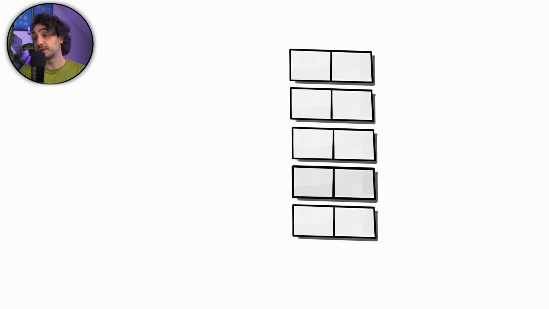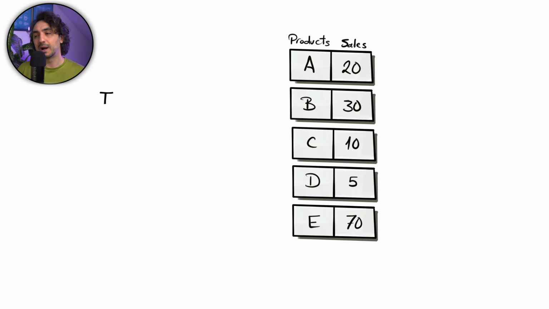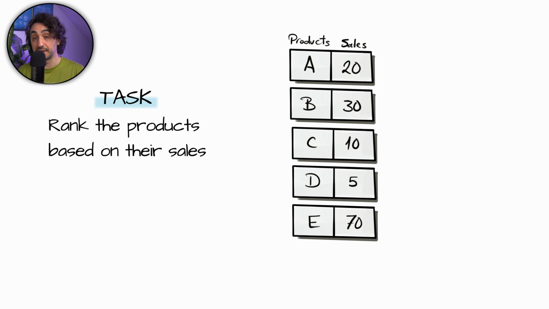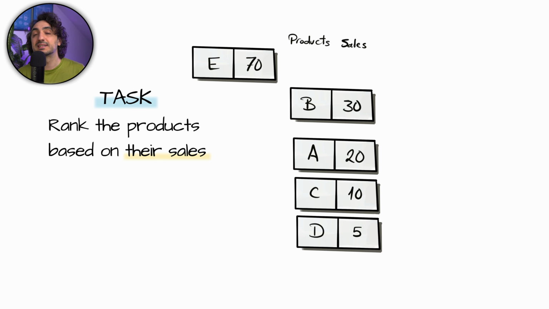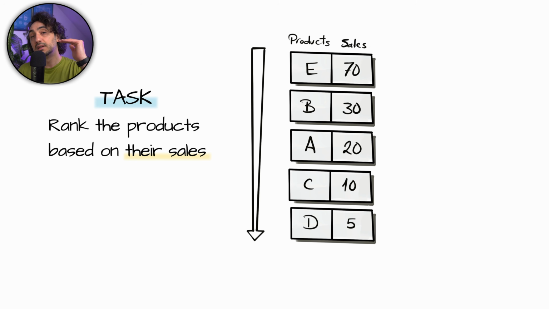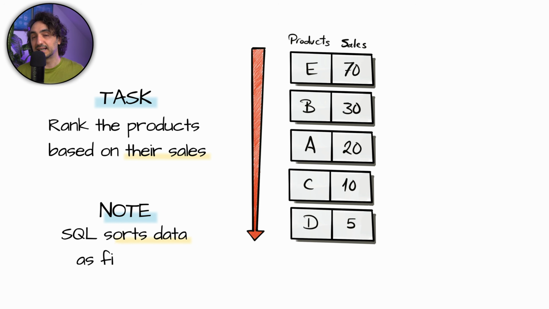Alright, so now let's say that we have the following data. We have products and their sales. If you want now to go and rank your products, first you have to sort the data based on something, like for example, ranking the products based on their sales. So that means SQL first gonna go and start sorting your data from the highest to the lowest. So sorting the data is always the first thing SQL has to do before ranking anything.